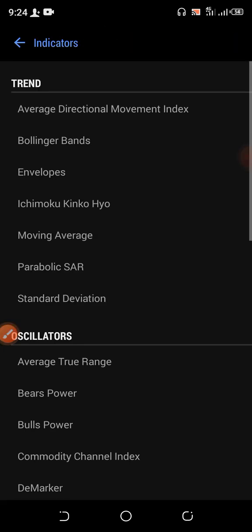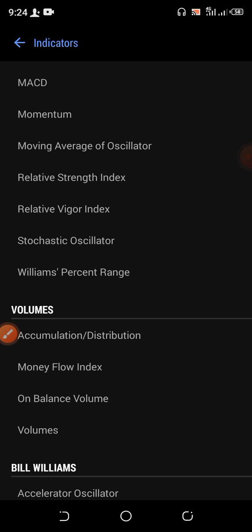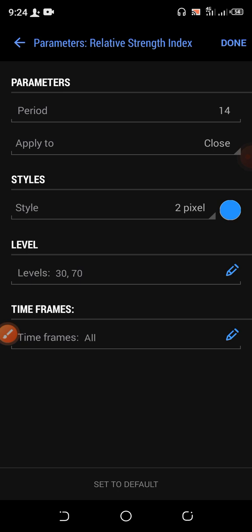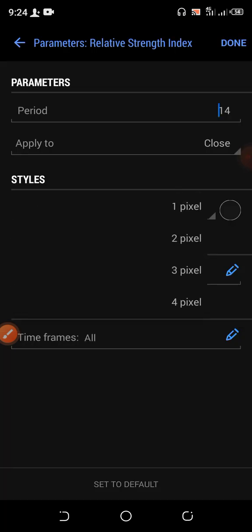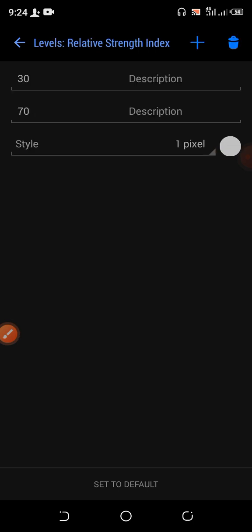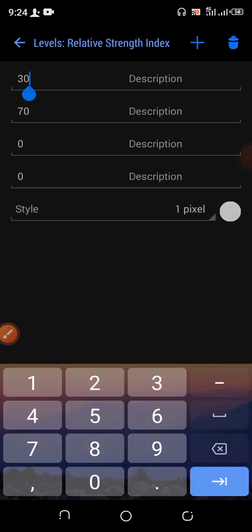Look at what I'm going to be doing now. I'll be adding, let's use relative strength index. 14 can be okay, but I don't need the style. I need the levels. I'll be adding the levels. I'll be adding 10, I'll be adding 90, I'll be adding 50.